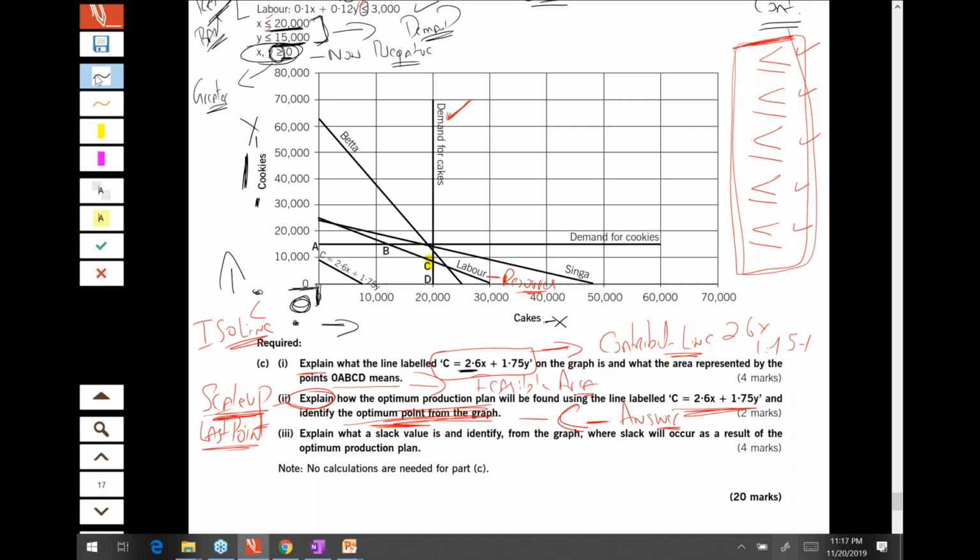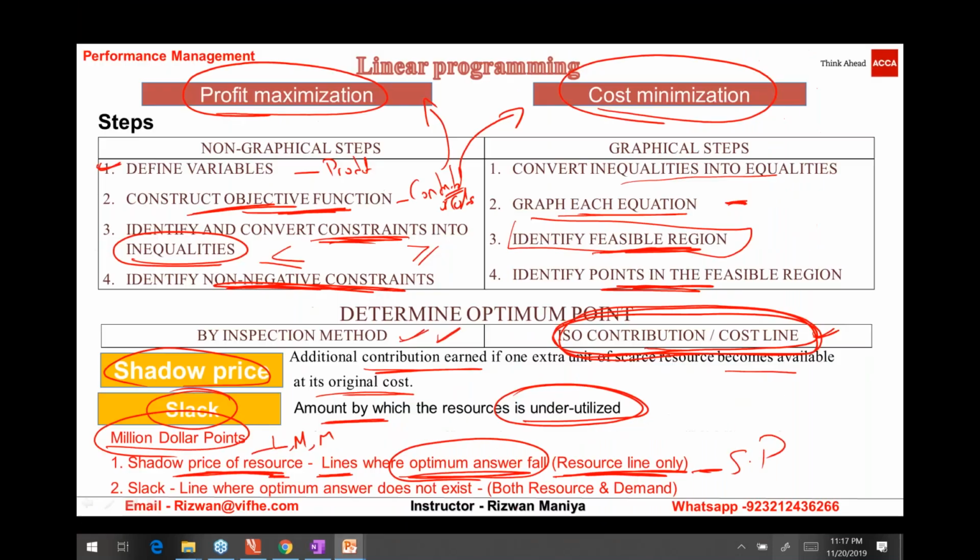So simple. Let's conclude. When you see the lines where the optimum answer is, if at those lines there are resources, you will work out the shadow price. So we will work out shadow price for labor, but not for demand, because shadow price relates to resource. And when there are two resource lines, you will work out shadow price for both. But if there is one resource line, you will work out just for one.